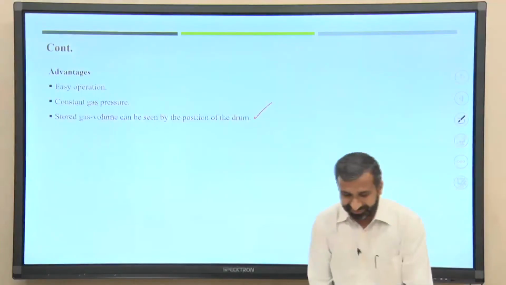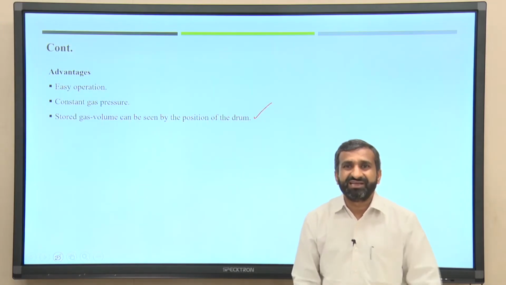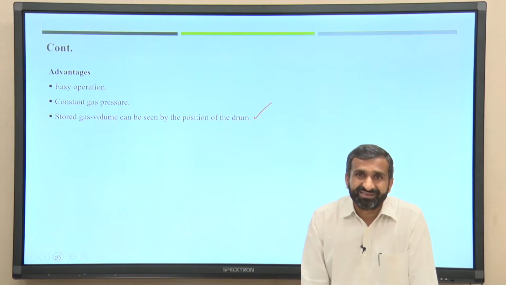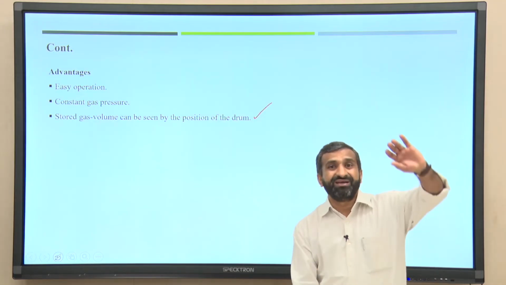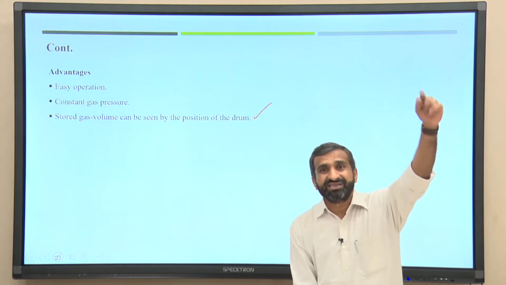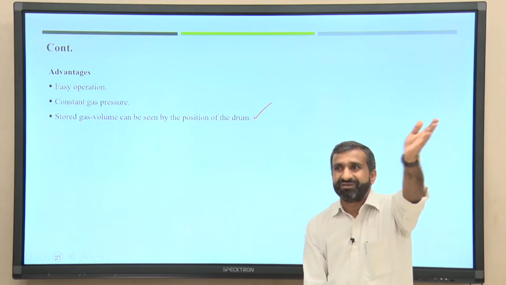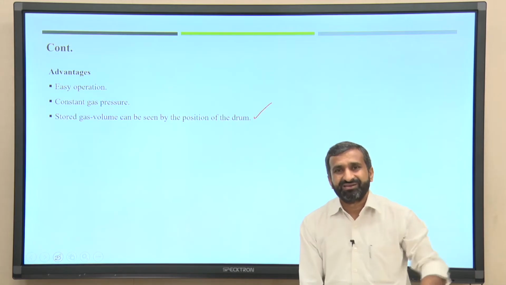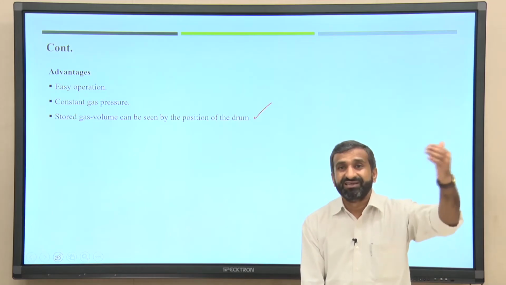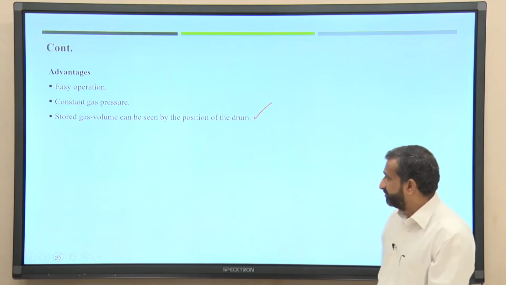Like in the fixed dome, we are not able to see how much gas has been stored in the reactor, but in the floating drum we know that by seeing how much gas has been produced. So, based on the availability of gas, we can use it for cooking purposes or energy production. Every day we can easily see how much gas has been stored in the floating dome.